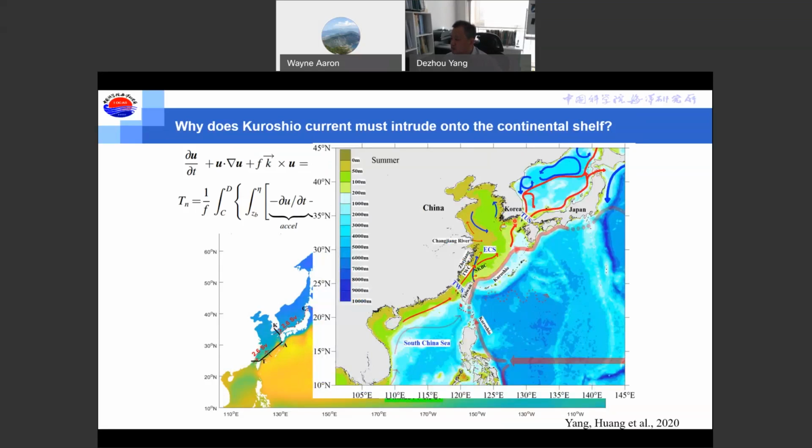So the continental shelf circulation system will be forced by this basin-scale wind stress curl. I mean, by the net equatorward volume transport. So on the continental shelf, the volume system will be largely regulated by the wind stress curl in the basin-scale ocean.